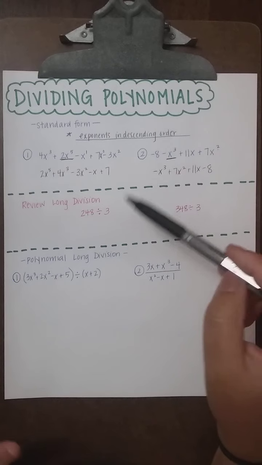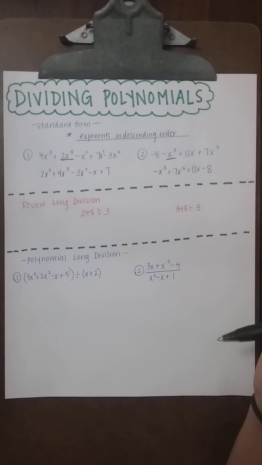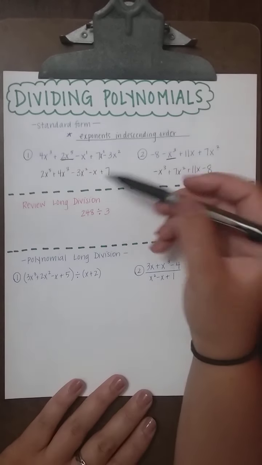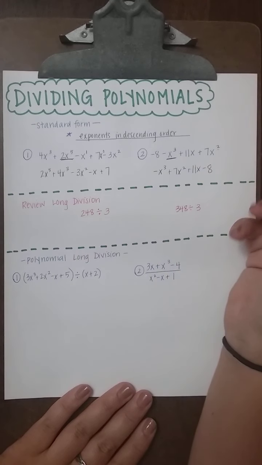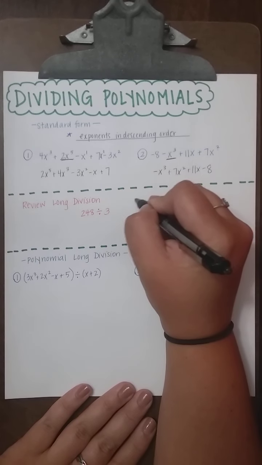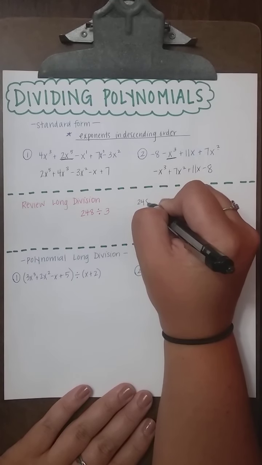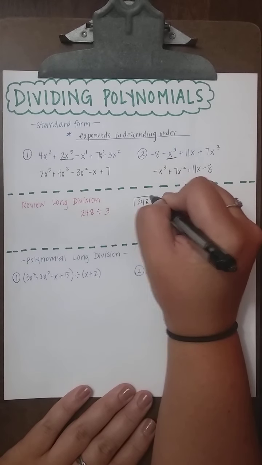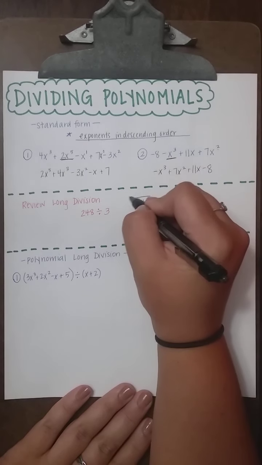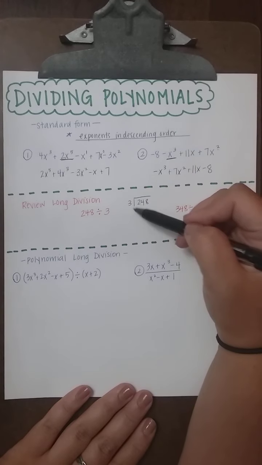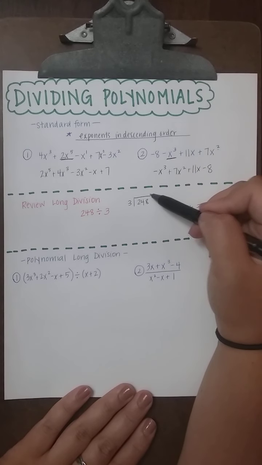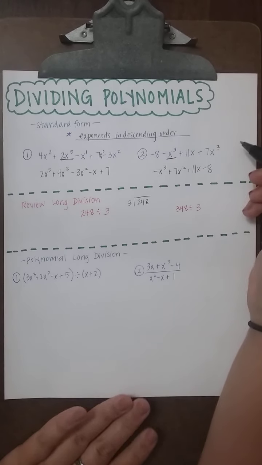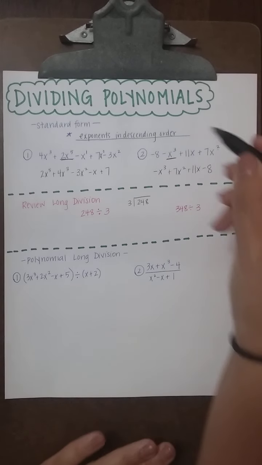Then we also have to review long division before we can start dividing our polynomials. If I wanted to do 248 divided by 3, to set it up, I'm going to put 248 underneath my division bar, and then on the outside, I put a 3. Now, this is not a square root. This is a division bar because we're doing division. Hopefully you remember how to do this, or this will jog your memory.